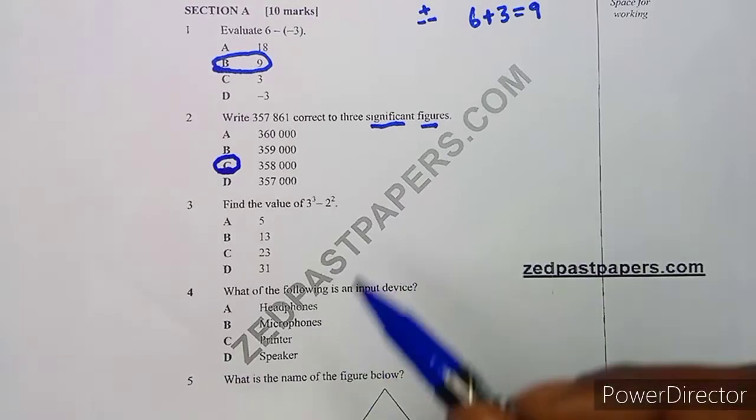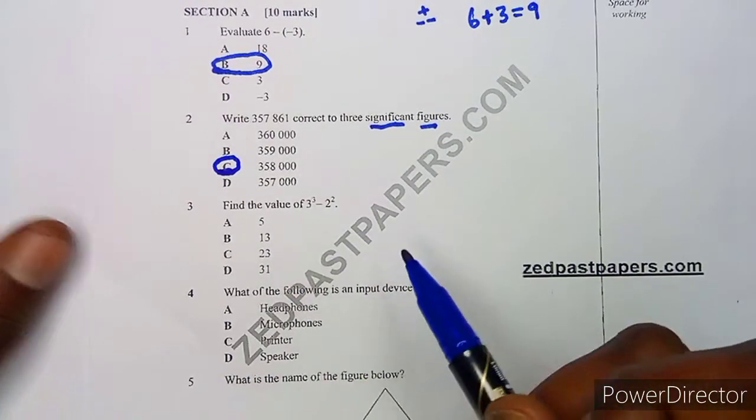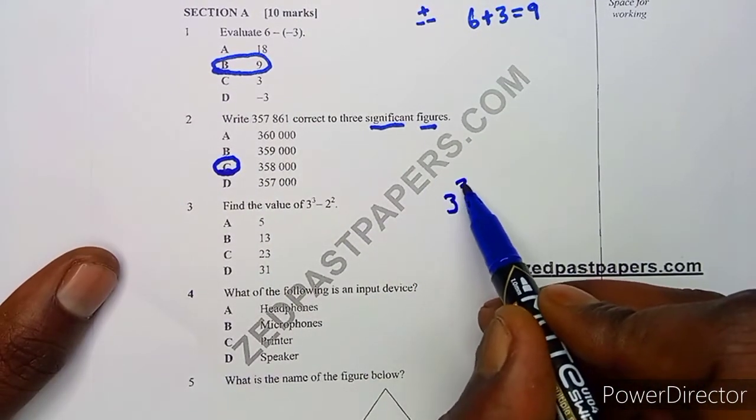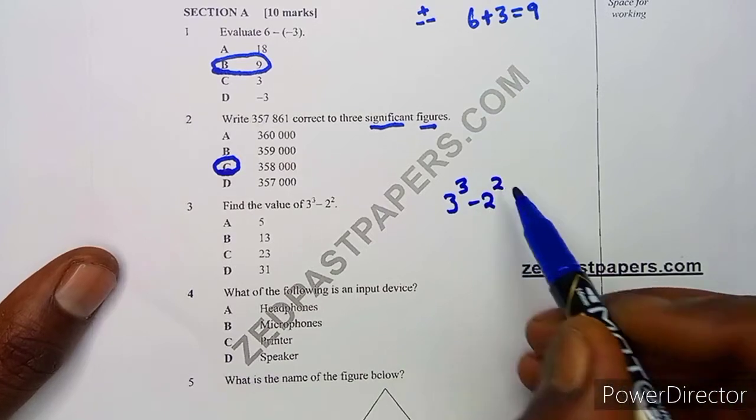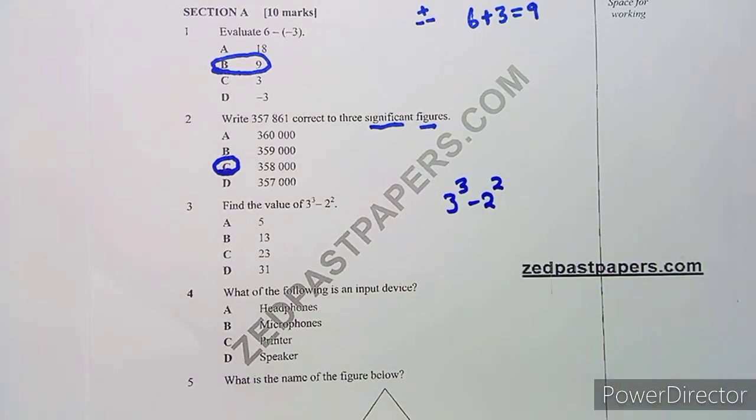Let's quickly see number 3. That is to find the value of 3 to the exponent of 3 minus 2 to the power of 2. 3 to the exponent of 3 minus 2 to the exponent of 2 is just one and the same thing, just evaluating directly, guys.